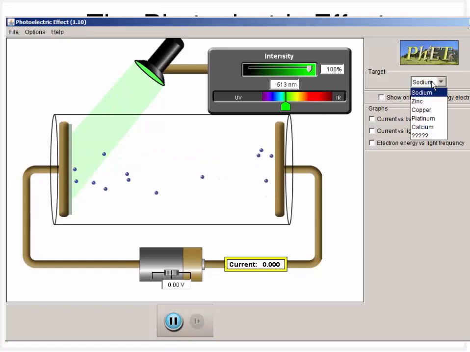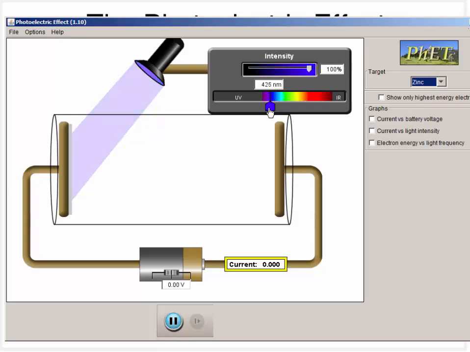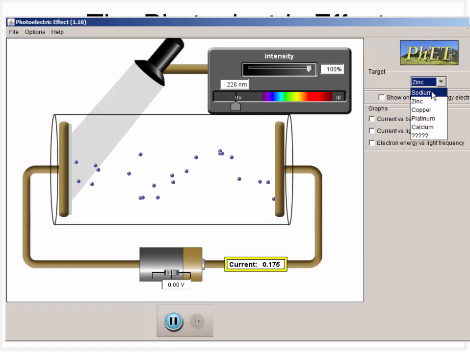And to be honest with you, different metals are going to have different points where electrons are liberated. This one was sodium, this one is zinc. This one is going to take more energy, and that has to do with the nature of the metal I'm trying to eject electrons from. It's not until I'm far into the ultraviolet that I start to be able to liberate electrons. Really, it's how well does sodium like its electrons versus zinc versus copper, and so forth.